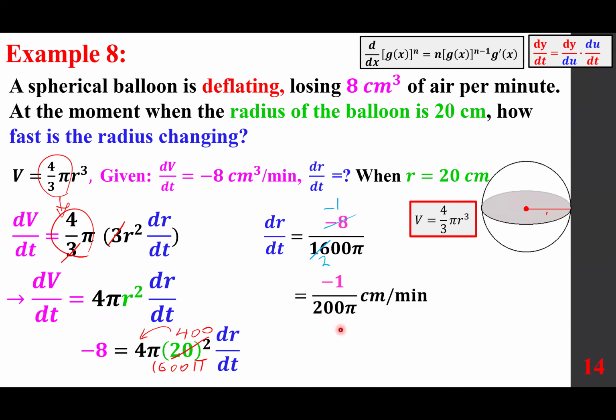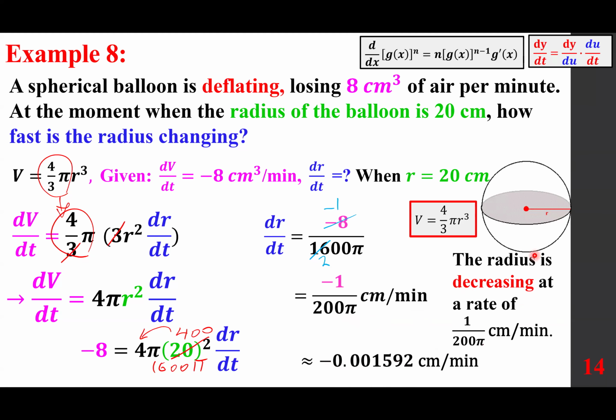Roughly, putting it into a calculator with a bunch of decimals, negative 0.001592 centimeters per minute. And it reads, the radius is decreasing at a rate of 1 over 200 pi centimeters per minute. Why is it decreasing? Because it's negative. And the moment you mention decreasing, you don't have to write negative 1 over 200 pi. In fact, it makes it wrong if you do so. So the radius is decreasing at the rate of 1 over 200 pi centimeters per minute. Again, precisely, everybody.